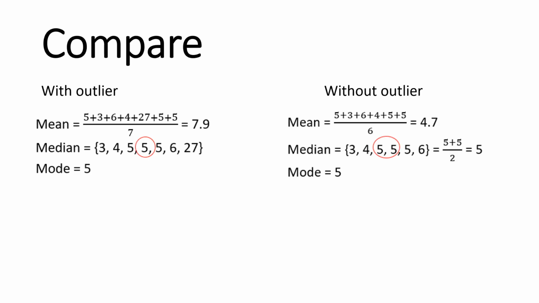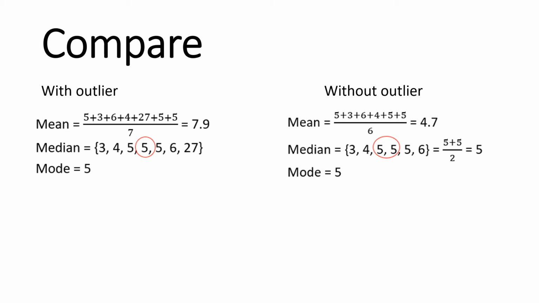Let's compare both lots of statistics that we calculated. We calculated with the outlier and without the outlier. So when we look at with the outlier, we can see that our mean of 7.9 was significantly higher than our mean without the outlier of 4.7. This is because the mean is the one measure that is most affected by outliers. The median can also be affected, but the mean is affected the most.